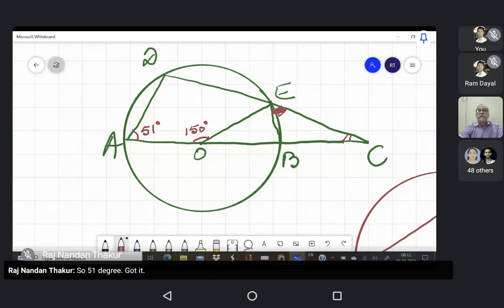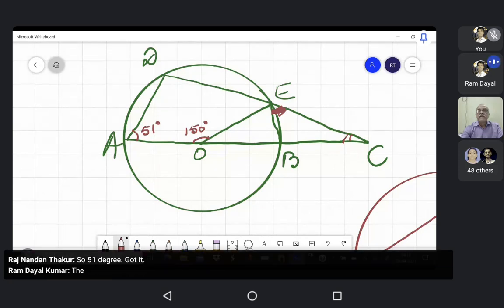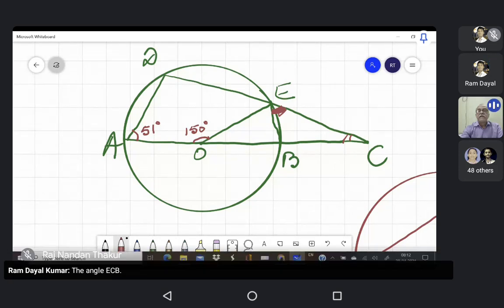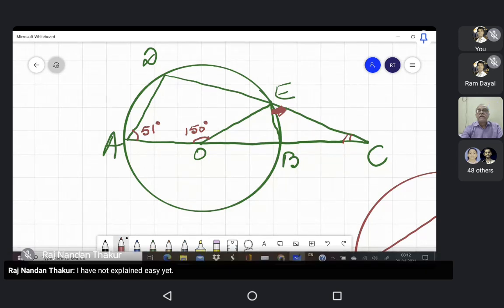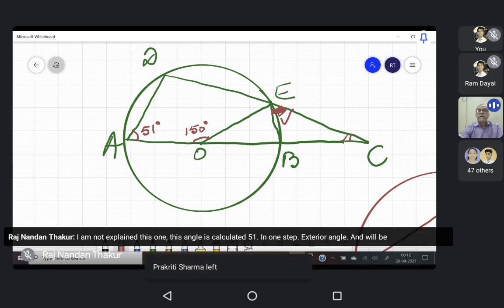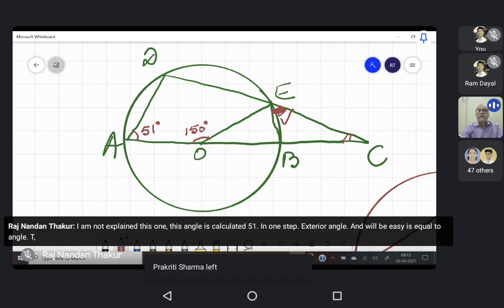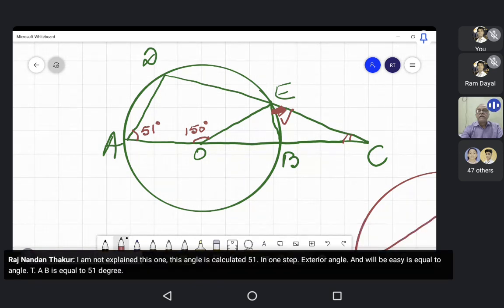Got it? Sir, angle ECB. I have not explained ECB yet. This angle is calculated as 51 in one step. Exterior angle. Angle BEC is equal to angle DAB is equal to 51 degree, exterior angle of a cyclic quadrilateral. Clear? Yes, sir.